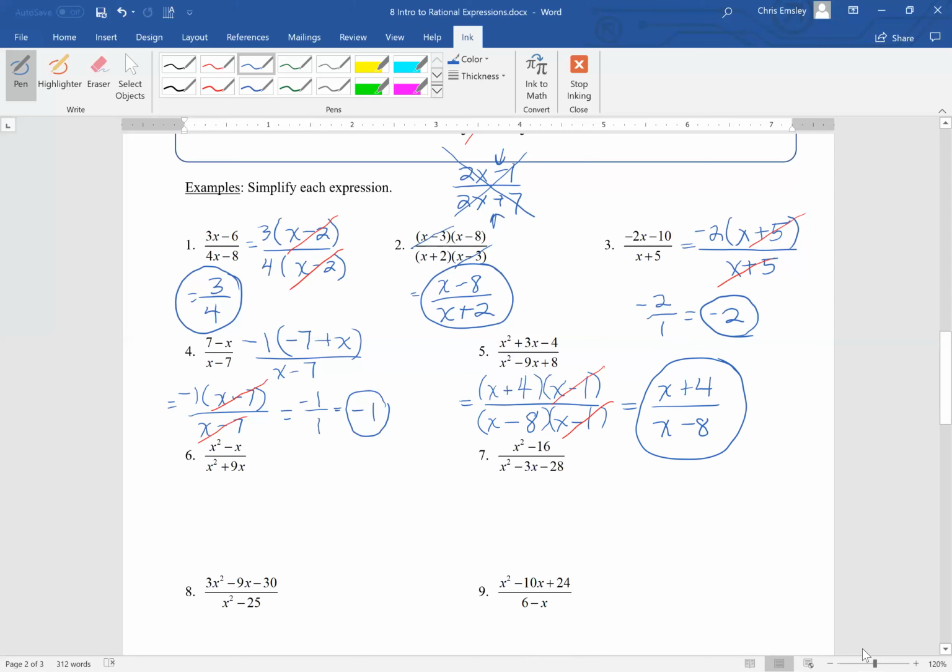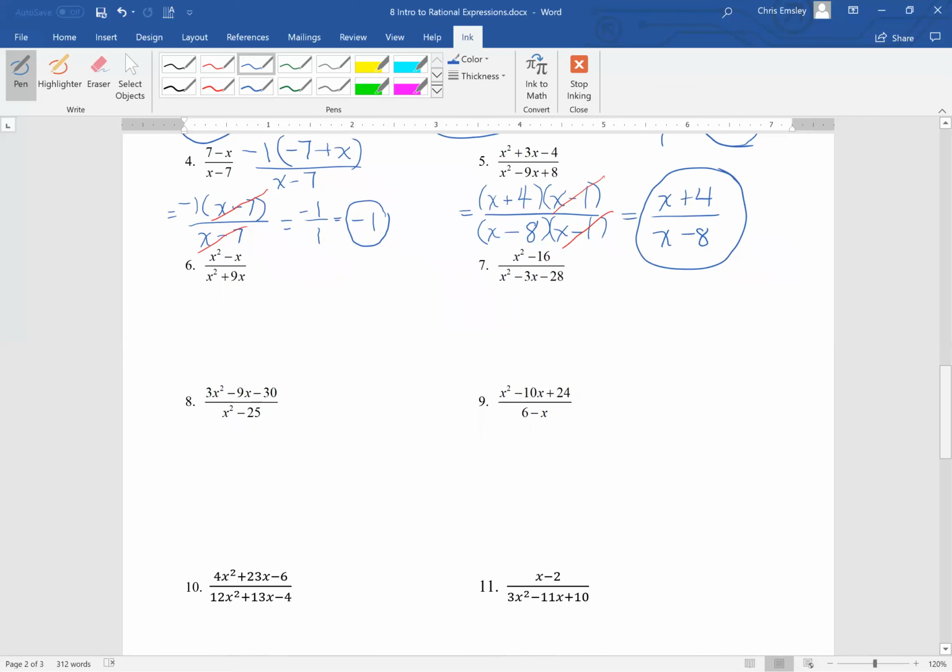Okay, let's take a look at number 6. Again, try to factor, see what you can do. If we look at the numerator of number 6, we have a GCF of x. What's left behind if we factor out an x is x minus 1. On the bottom, we also have a GCF. We can pull out an x again, and what's left behind is x plus 9. And now again, once we factor, we see those common factors. We can cancel those out. So this is equivalent to x minus 1 over x plus 9.